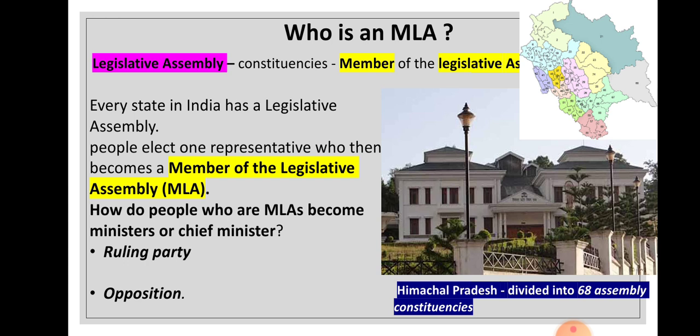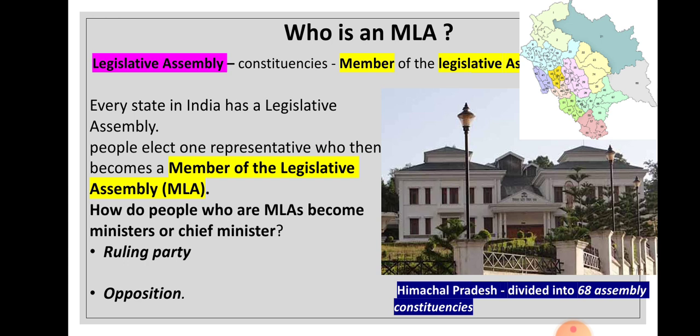The example will help us understand better. Every state in India has a legislative assembly. Each state is divided into different areas or constituencies. For example, the state of Himachal Pradesh is divided into 68 assembly constituencies. From each constituency, the people elect one representative who then becomes a member of the legislative assembly. You would have noticed that people stand for elections in the name of different parties. These MLAs therefore belong to different political parties.